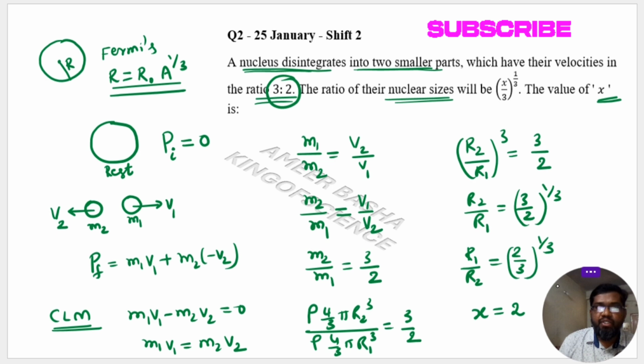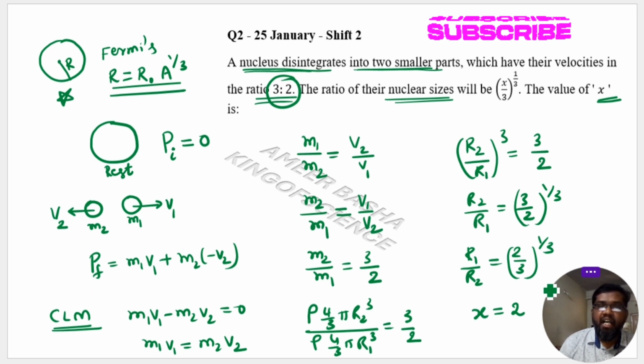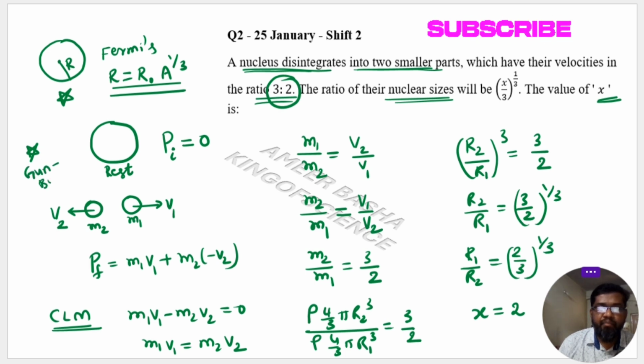Okay, so quite simple. You need to remember this formula for the radius. The size means it is the radius here. Then the idea, a bigger nucleus is breaking into two smaller parts, that is the idea of conservation of linear momentum. This is just like the gun and bullet problem. Same thing: the bullet goes in the forward direction, the gun comes back in the backward direction.